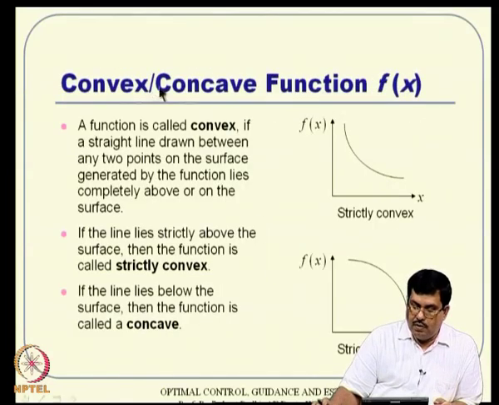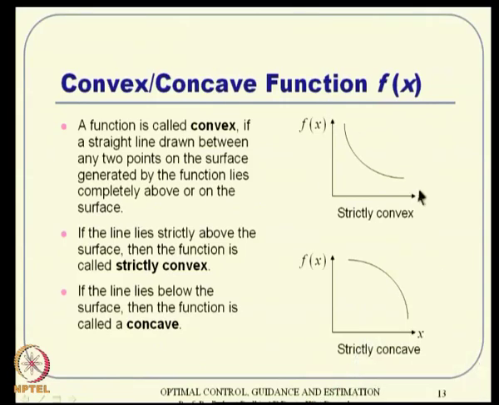Convex and concave functions can be defined something like this. In a scalar free variable sense, if your f of x is given like that, then it is a convex function, and if it is given like that, it is a concave function. If it is strict, it is strictly convex or strictly concave. The whole idea is that if you join any 2 points of this function, this line is supposed to lie above the curve. And if you join any two points here, this line lies completely below the function. That is what is written here.